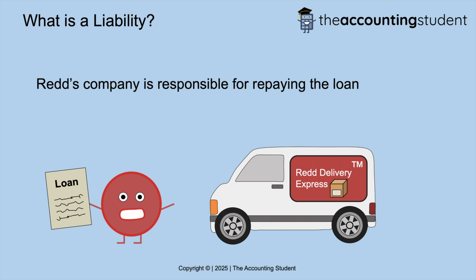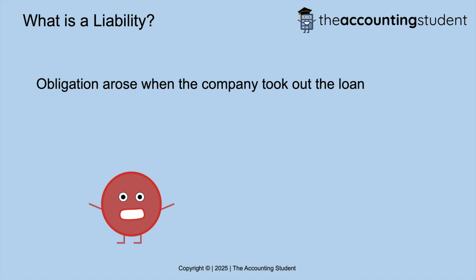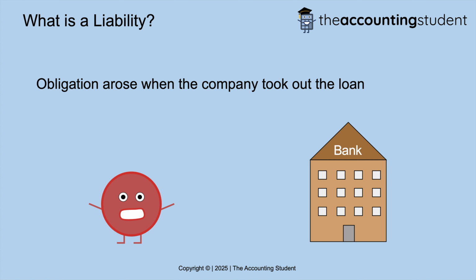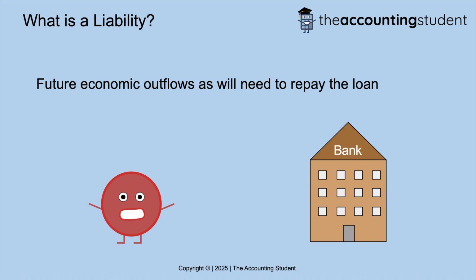Thirdly, the obligation arose from a past event when the company took out the loan and received the money from the bank. And fourth and finally, it has the potential for future economic outflows, as the company will need to repay the bank loan along with any interest charged.